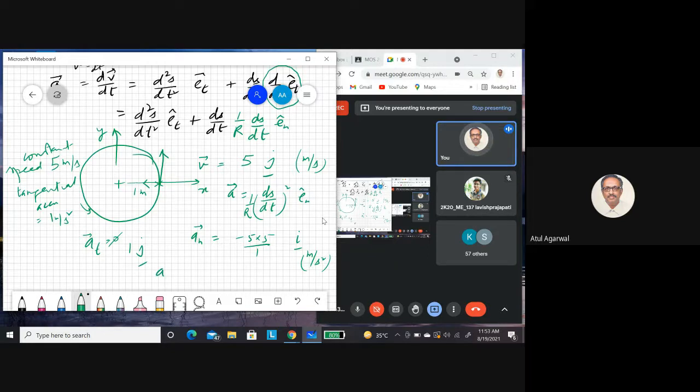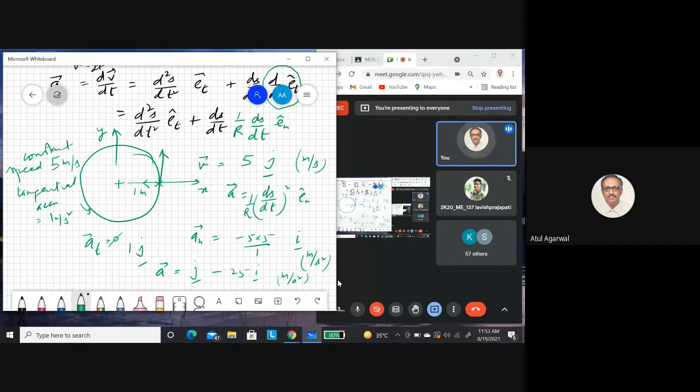So what is the total acceleration? j minus 25i. This is your total acceleration. There is a tangential term, there is a normal acceleration term. Any doubt?